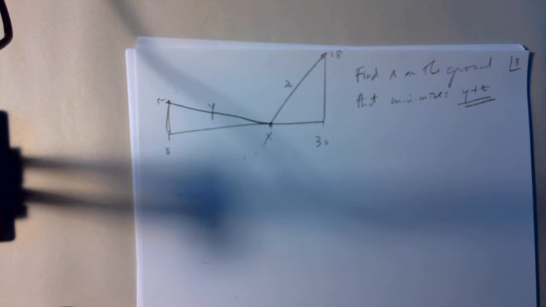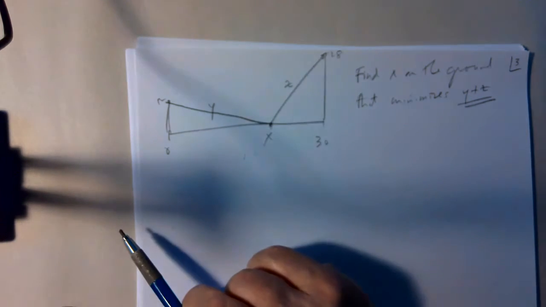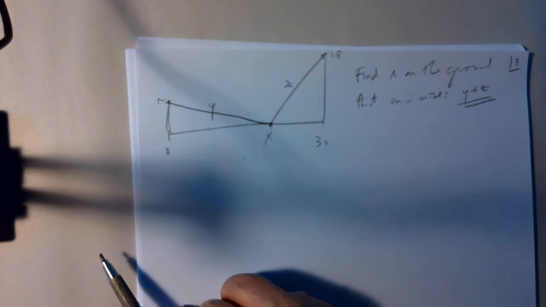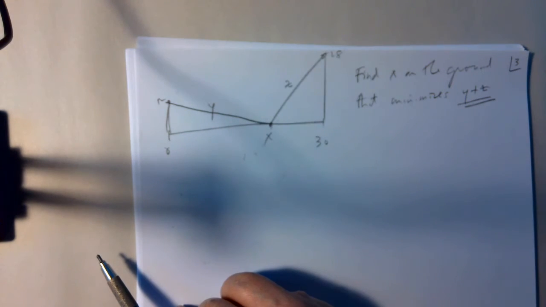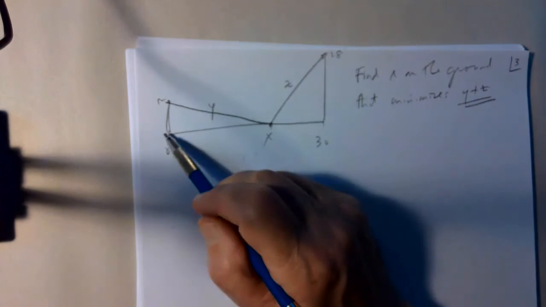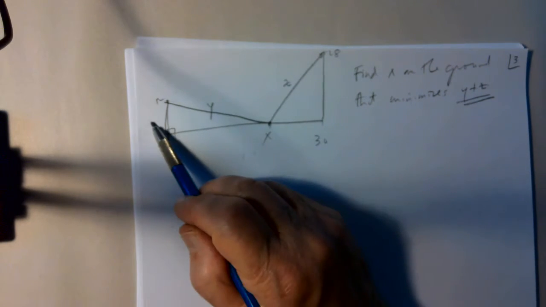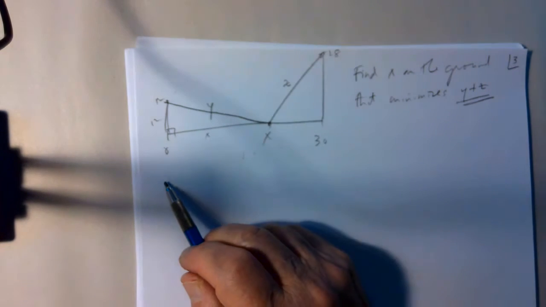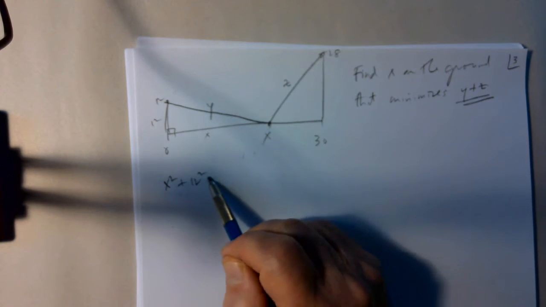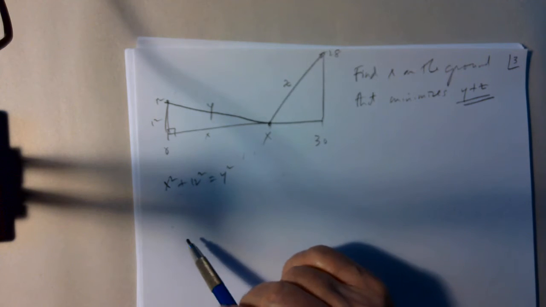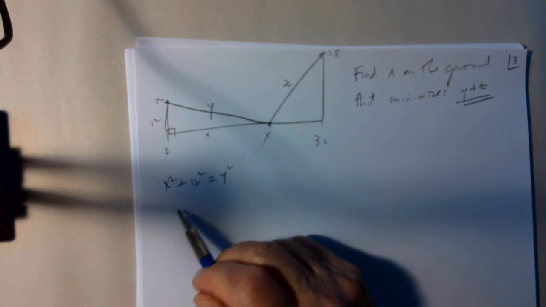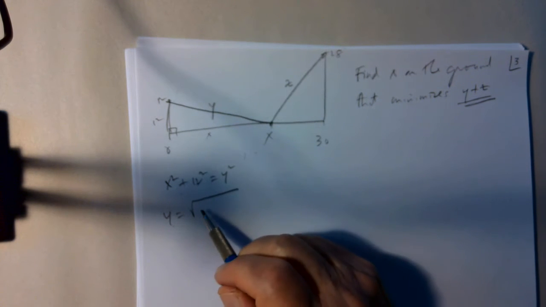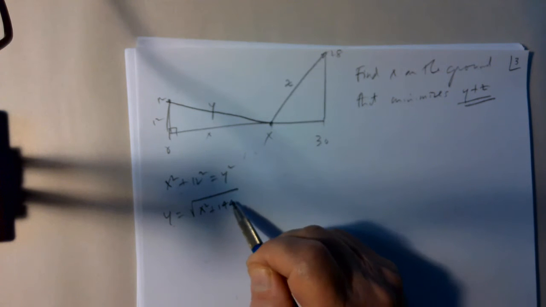So let's see, we can express y in terms of x, and we can express z in terms of x. Because what we have here is a right triangle. This is 12, this is x. So by the Pythagorean theorem, x squared plus 12 squared equals y squared. So y is the square root of x squared plus 144.